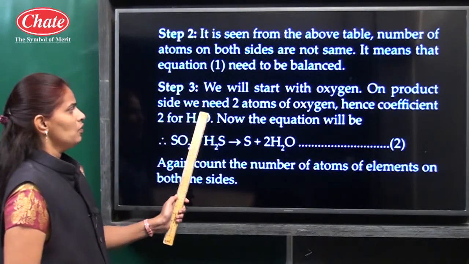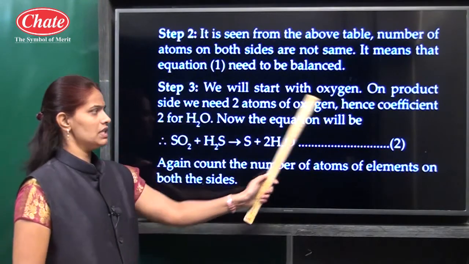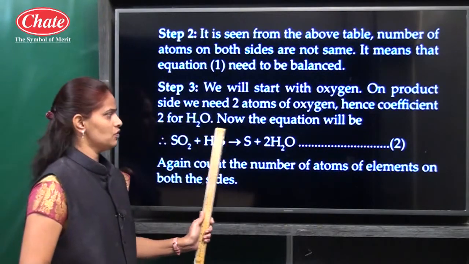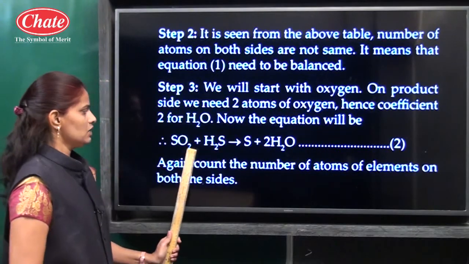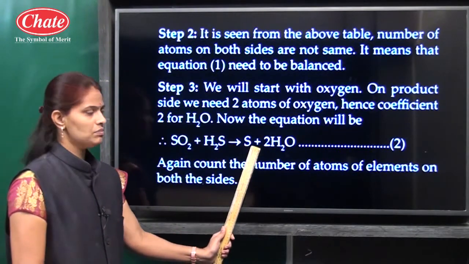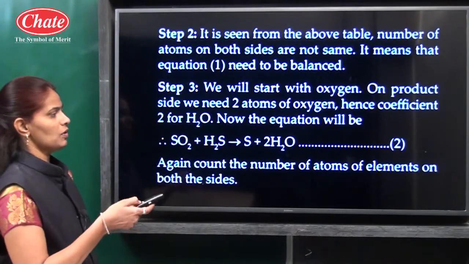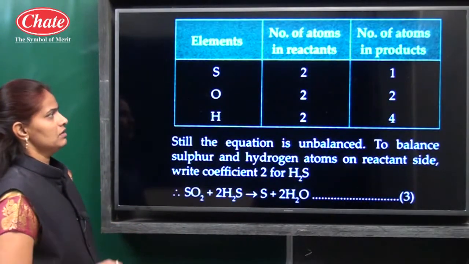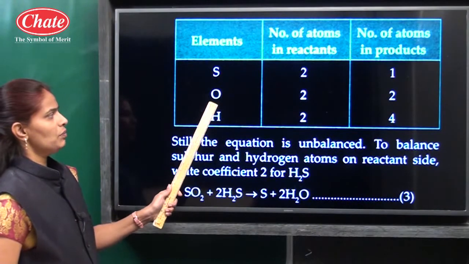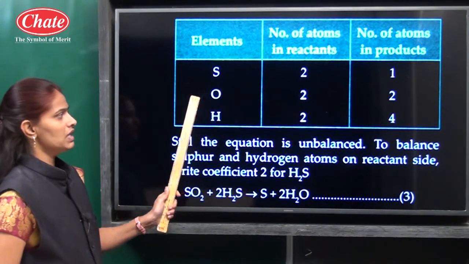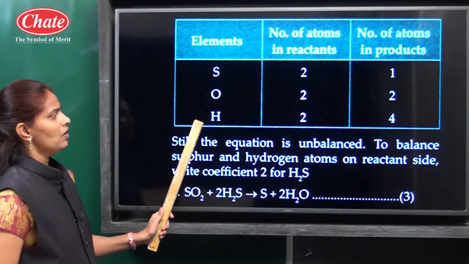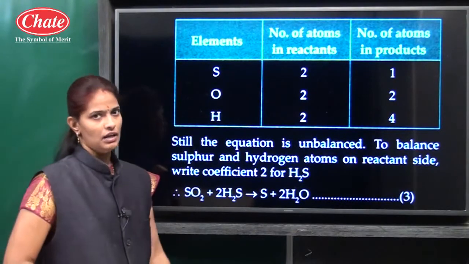On the product side we need 2 atoms of oxygen, hence coefficient 2 for H2O. Now the equation will be SO2 plus H2S gives S plus 2H2O. Now count the number of atoms of elements on both sides. See here the number of oxygen is balanced, but the numbers of sulfur and hydrogen are unbalanced.